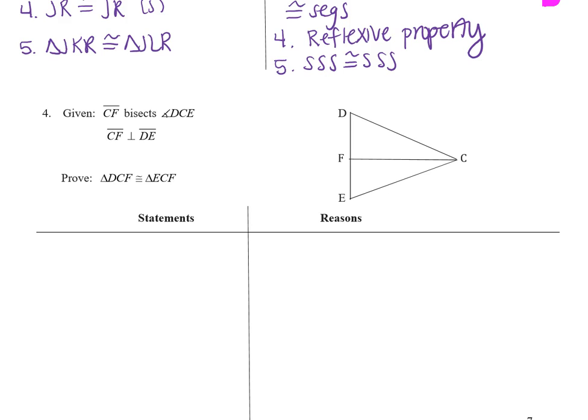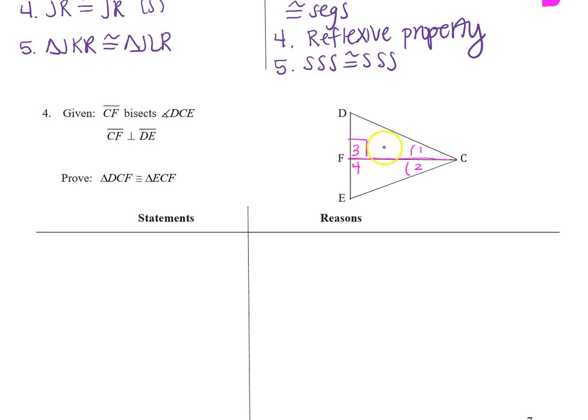Okay, next, CF bisects DCE. So that means that, I hate these lines, I'm going to erase them. That means that these angles must be congruent, which I'll talk about. CF is perpendicular to DE, so that means these angles in here must be right angles. So I'll label them 3 and 4 and label them as perpendicular.